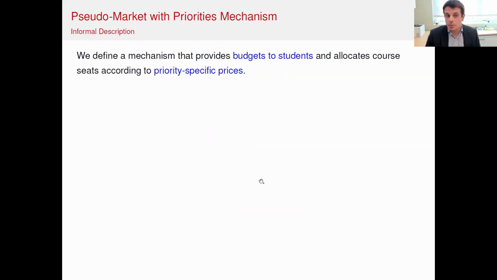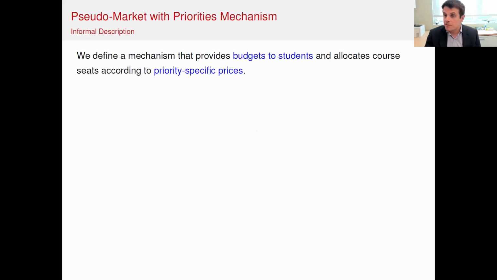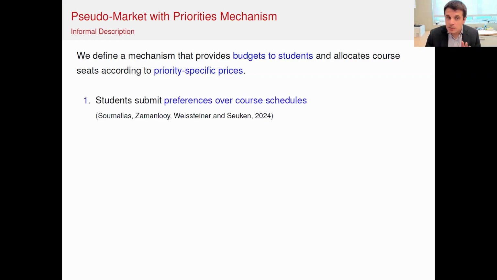Okay, so let's talk about the pseudo-market with priorities mechanism. Let me first give an informal description, and then I will be precise with the mathematical formulation. What we really ask from students is their preferences over course schedules. This is the only input. They need only think carefully about what kind of preferences they have over course schedules.